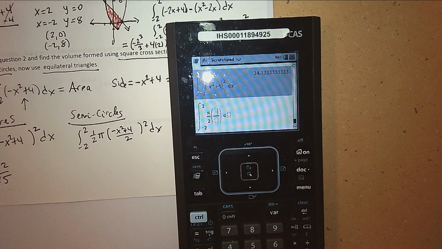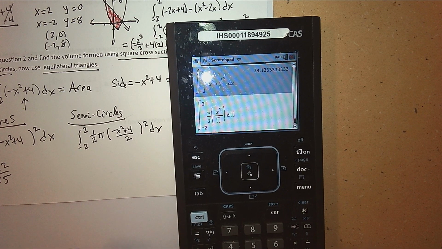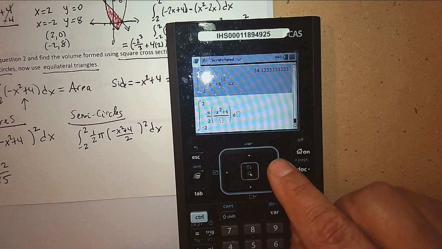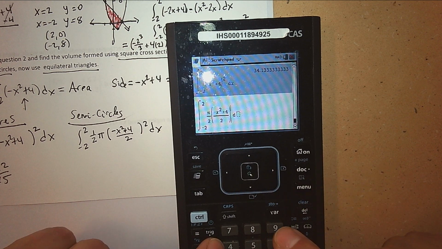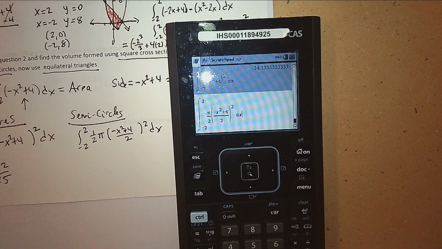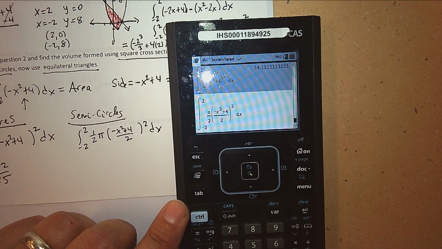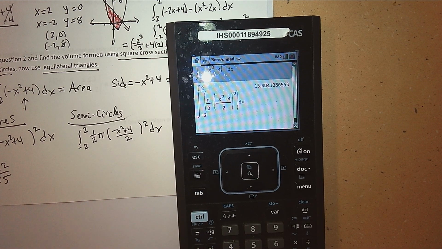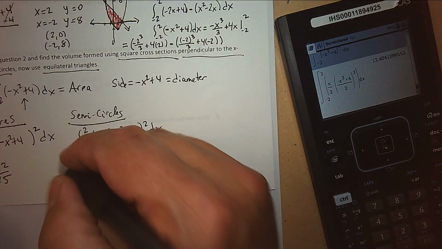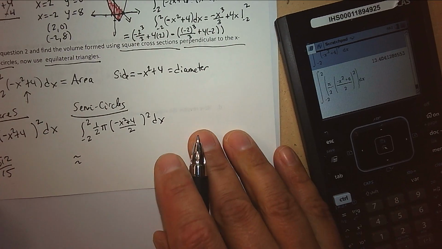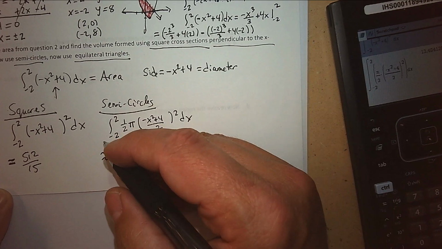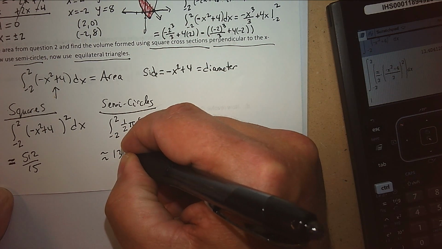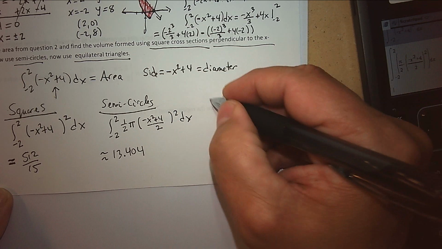Any questions as I'm showing how to type it in? Can you see what I'm typing in? So, pi over 2, negative x squared plus 4 over 2, all squared. This will not give you a nice fraction, so might as well write it as a decimal. And the rule is 3 decimal places, and you can truncate it. So this is the exact answer, 512 over 15. The approximate answer for semicircles is 13.404.